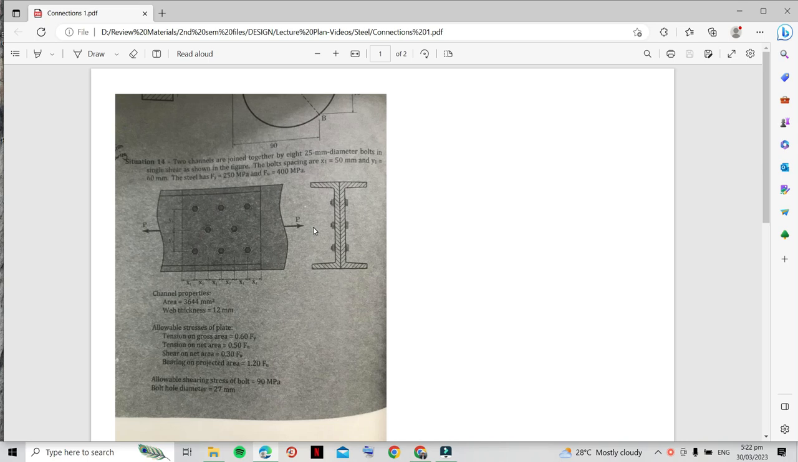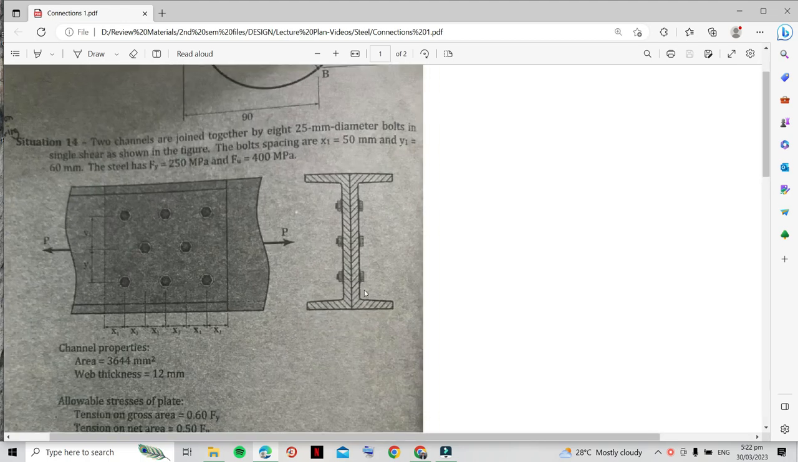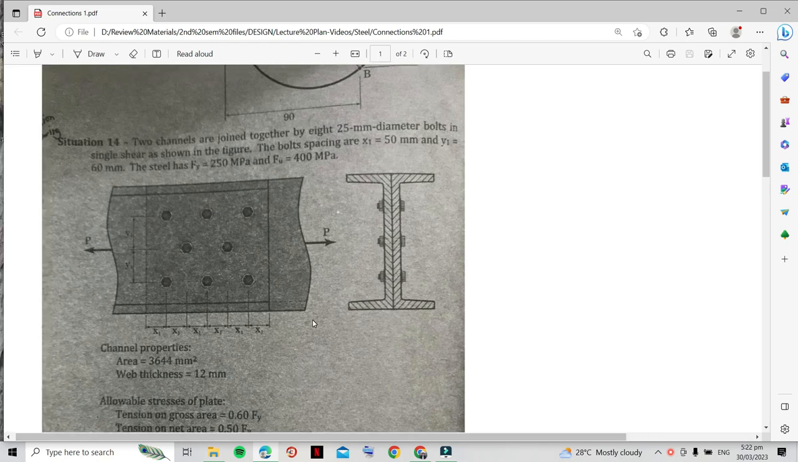Hello, good day. So we are solving a problem from May 2015. This is a sample of bolted connections, riveted connections. The problem states that two channels are joined together by eight 25 mm diameter bolts in single shear, as shown in the figure.